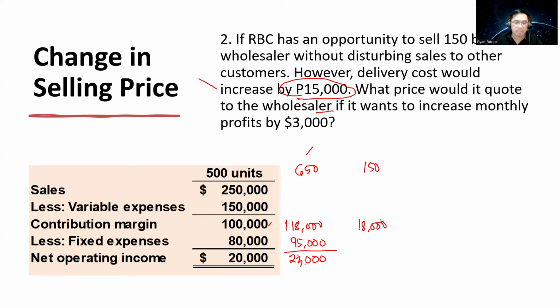And we are asked for the selling price. How much do we charge that particular wholesaler? We divide it by 150, and your answer is $120 per unit. How much would be the selling price? We have to work back again and add the variable cost per unit of 300. 120 plus 300, so it should be 420. That's the answer in this problem, 420.